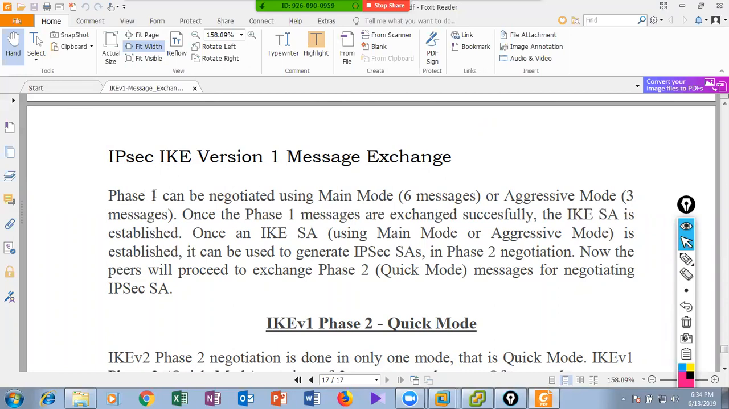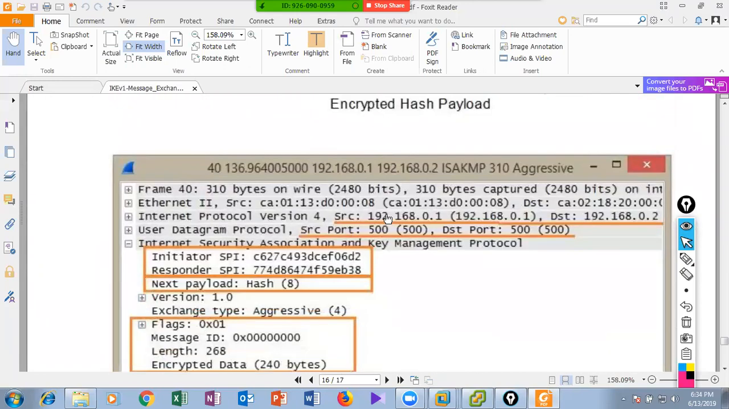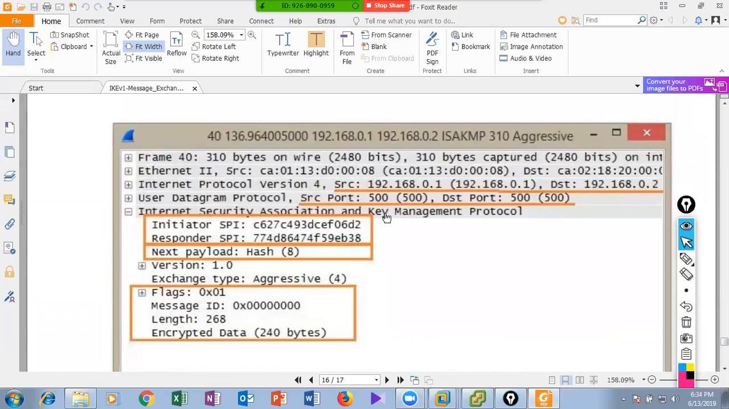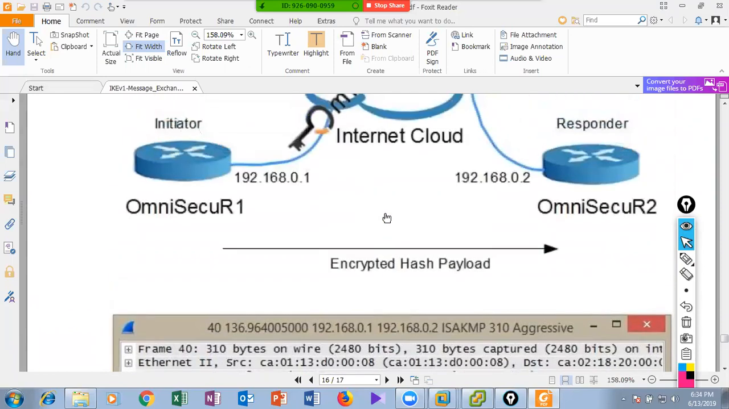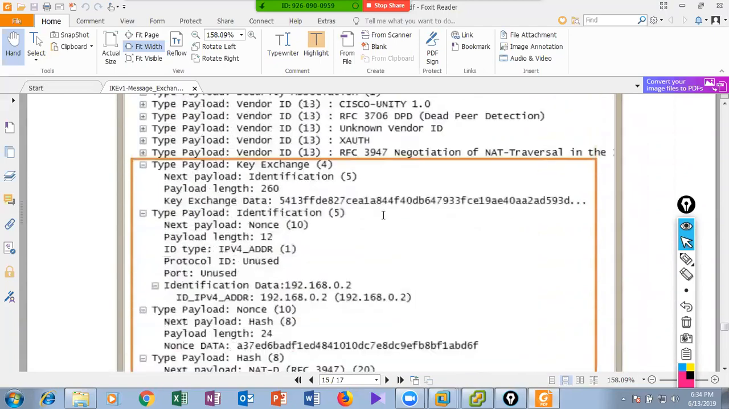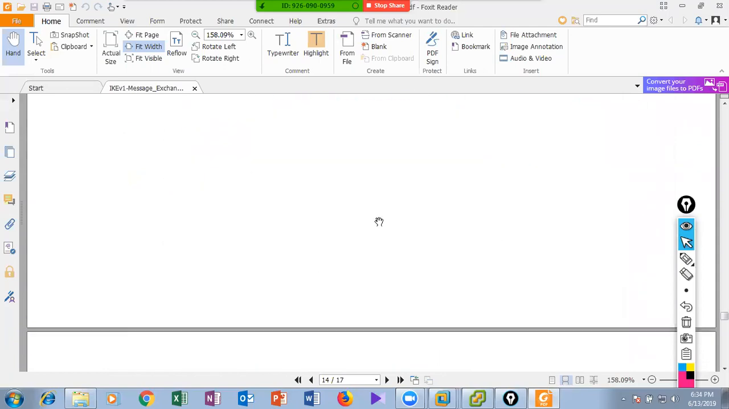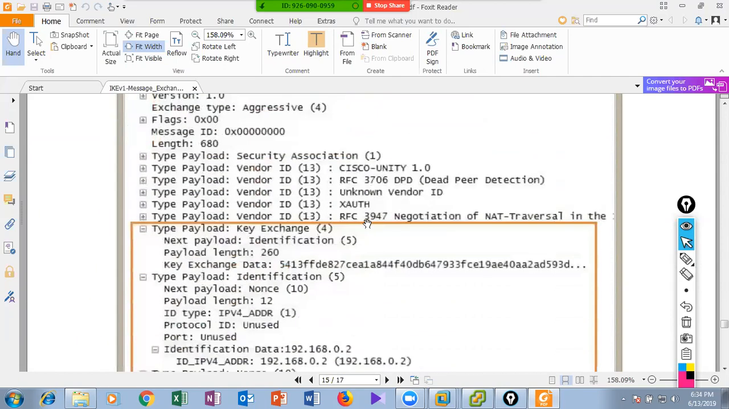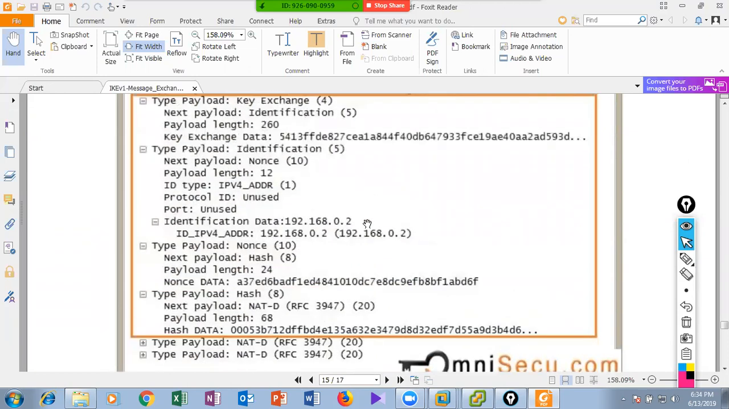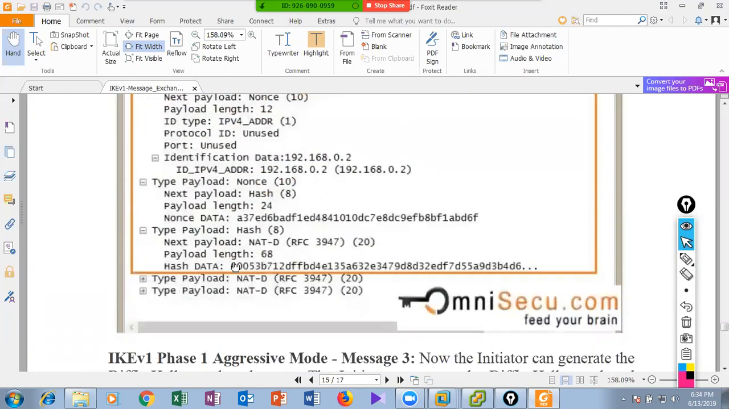Phase 1 can be negotiated using the main mode or the aggressive mode. Here you see the identification, along with the first and the second message exchange, was exchanged between the two sides. And you can see the same value over here.